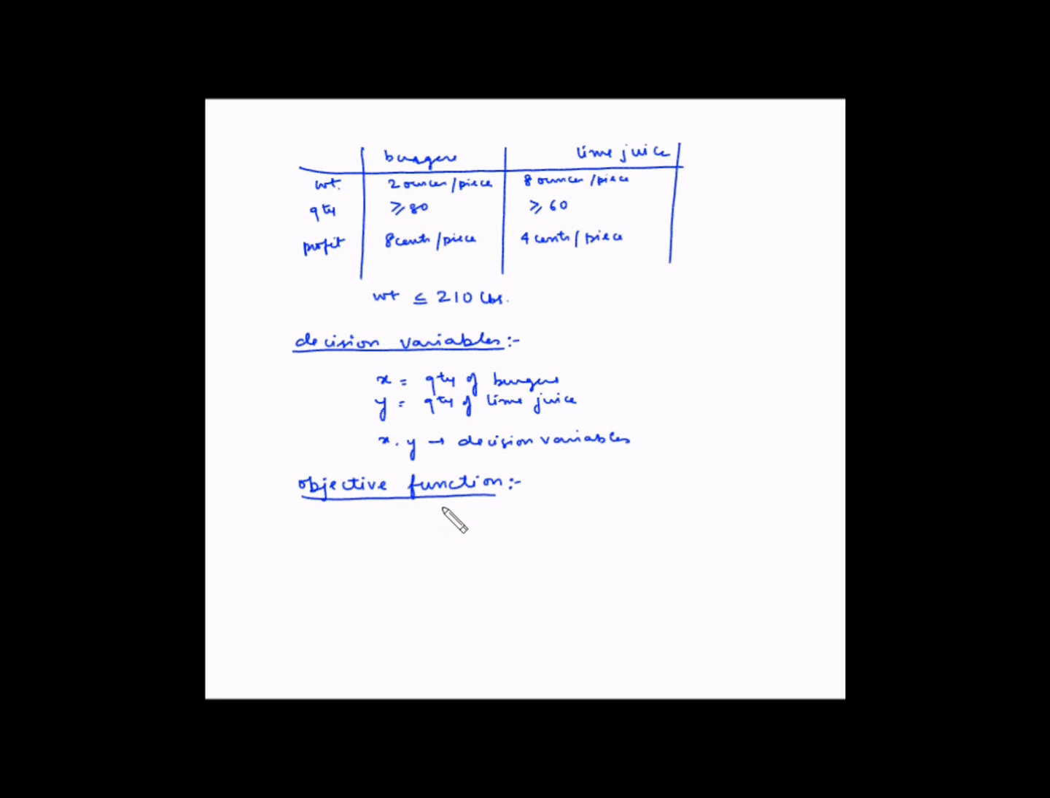Here the objective is to maximize the profit. So let's say P is the profit. Now the overall profit would be the addition of profit from burger and lime juice. Now for burgers, we have been given that the profit is 8 cents per piece, and we just now assumed a quantity of X for the burgers. So for one burger the profit is 8 cents.